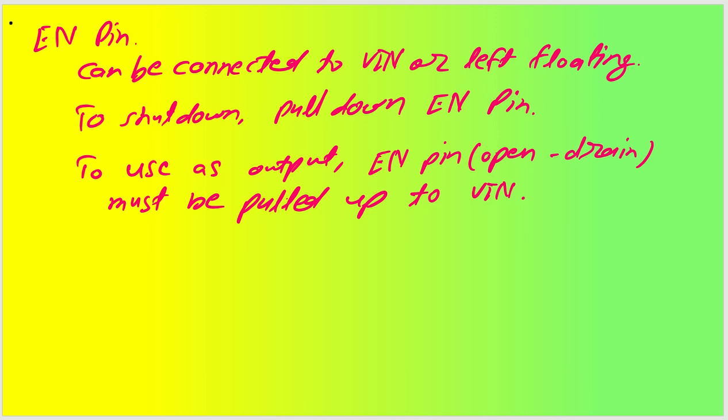Coming back to the next parameter, which is going to be the enable pin. As I already mentioned, it can be connected to the V input pin or left floating. It can also be used as a shutdown pin. To pull it down, you have to pull down the enable pin, and to use it as an output pin, you have to have an open drain condition. In that case, you have to pull up with the V in.